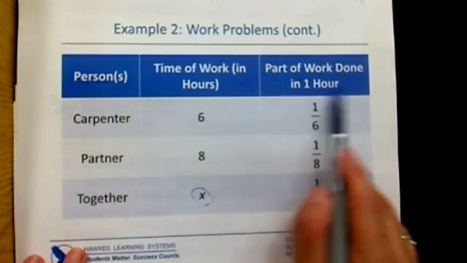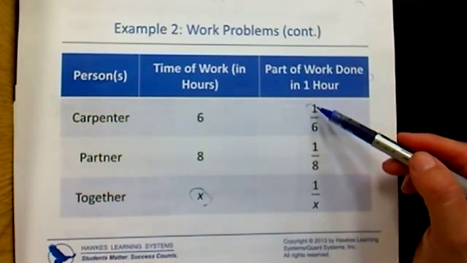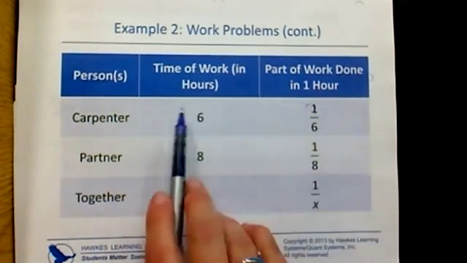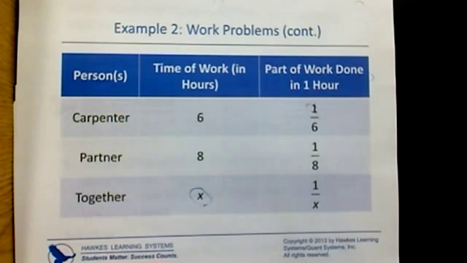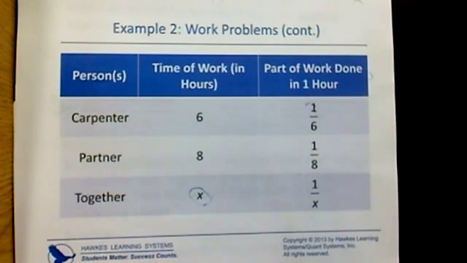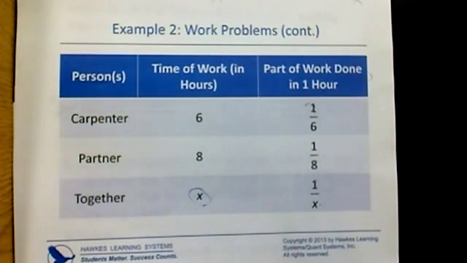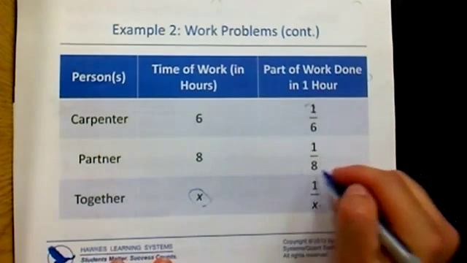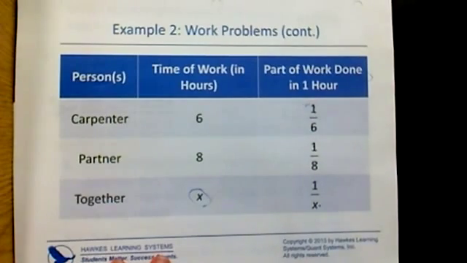But if we break it down into what's done in an hour, then we can do some comparisons and work this problem out. So 1 hour is 1/6 of what the job would be, so in an hour, he can get 1/6 of the job done. The partner can get 1/8 of the job done. And together, they can get 1 over x of the job done. So you want to make sure that you put those pieces together. So our problem is right in here: 1/6 plus 1/8 equals 1 over x.